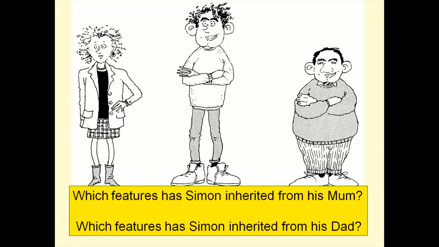The reason why we look similar to our biological mother or father is that we inherit their characteristics, or we inherit their genes. For example, here Simon has inherited similar nose shape, fingers, height, eyes or hair from his mother, but his ears, eyebrows, or lips are inherited from his father.